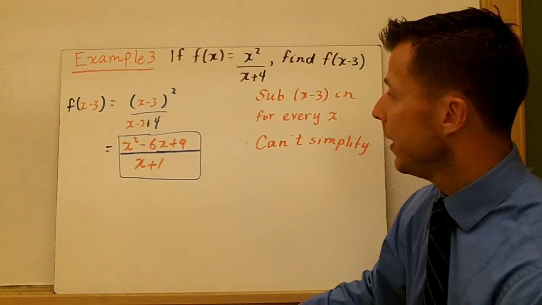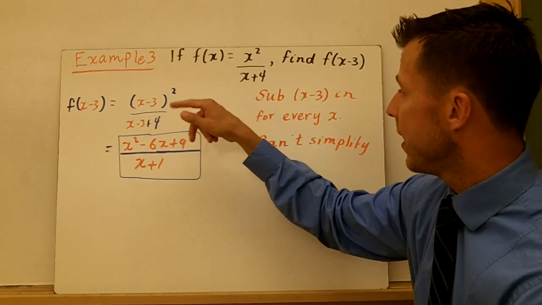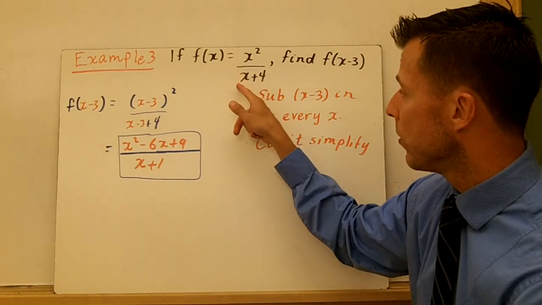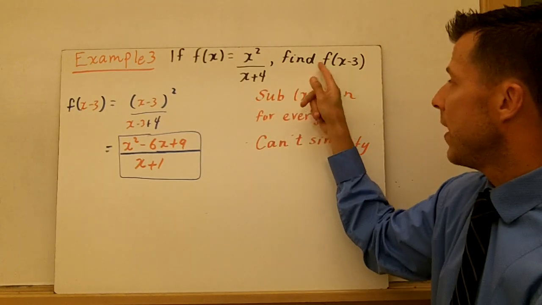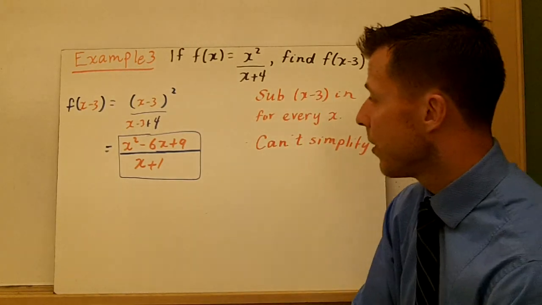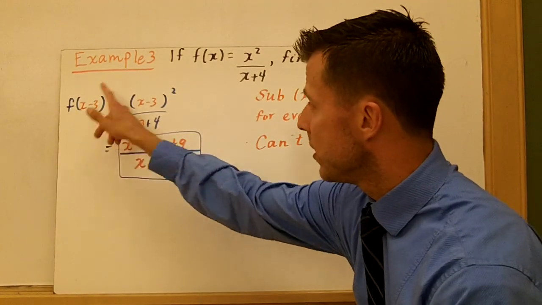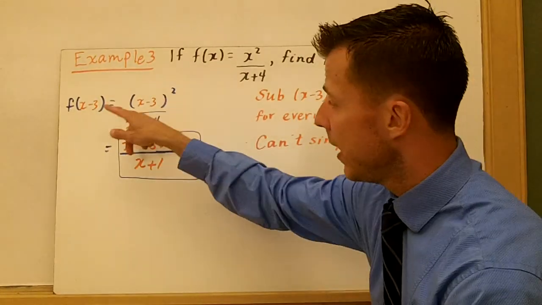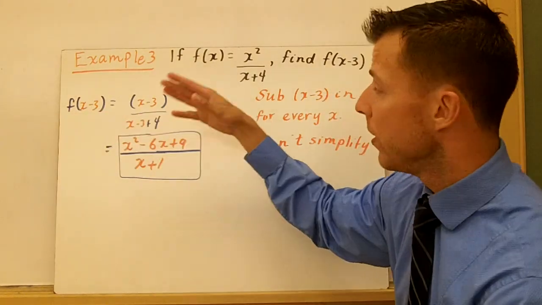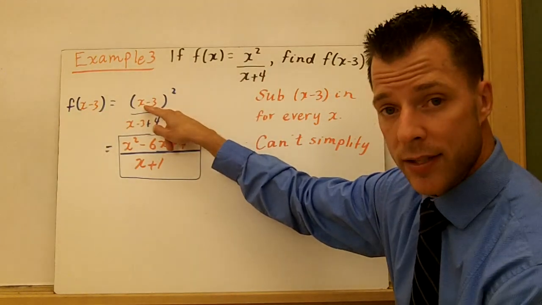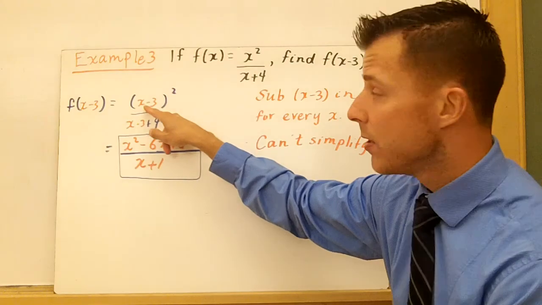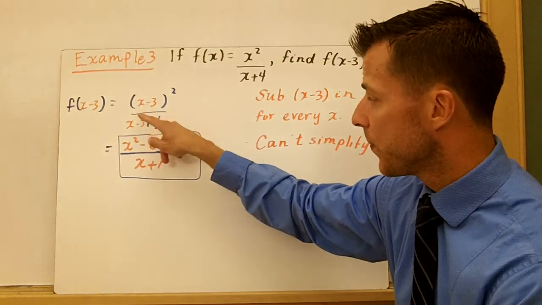In example 3, I have f of x equals x squared over x plus 4, and I want to find f of x minus 3. So again, I write my equation. Instead of x for my argument, I have x minus 3. So in my function, wherever I see an x, that's replaced by x minus 3, and I've done that here.